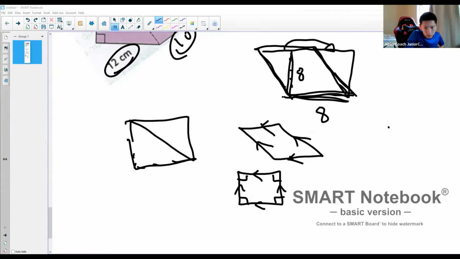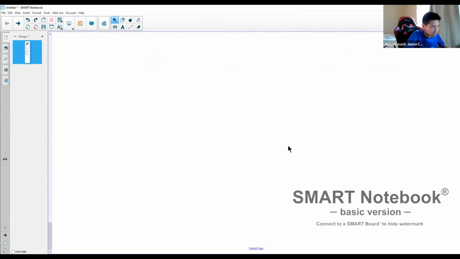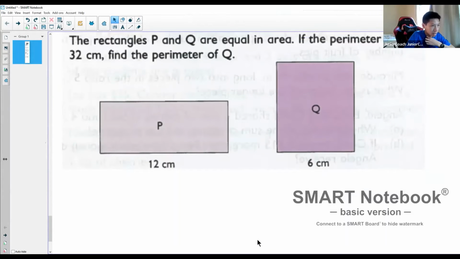Last question in the geometry area, and then we will be moving on to review 1, and then we'll start the next bit with percentage, I believe. So the rectangles P and Q are equal in area. Let me scroll a bit so you can see better. If the perimeter of P is 32, find the perimeter of Q.